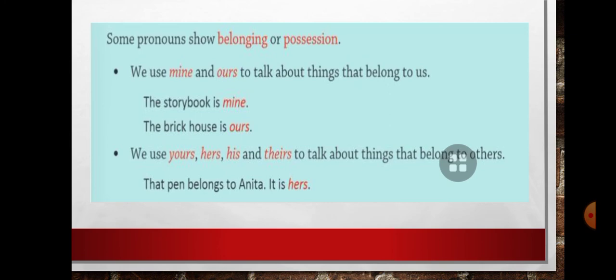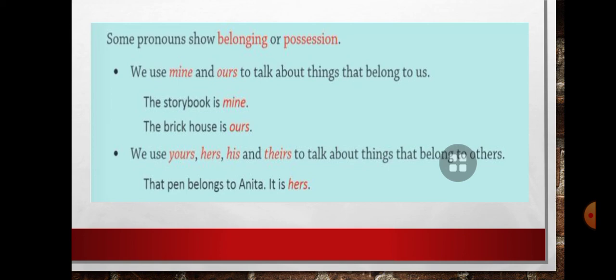Next, some pronouns show belonging or possession, and they are also called possessive pronouns. In next classes you will learn about that. We use mine and ours to talk about things that belong to us. Like, the story book is mine. Mine is for when the thing belongs to us. The brick house is ours. Mine is used in singular case and ours when the persons are more than one.